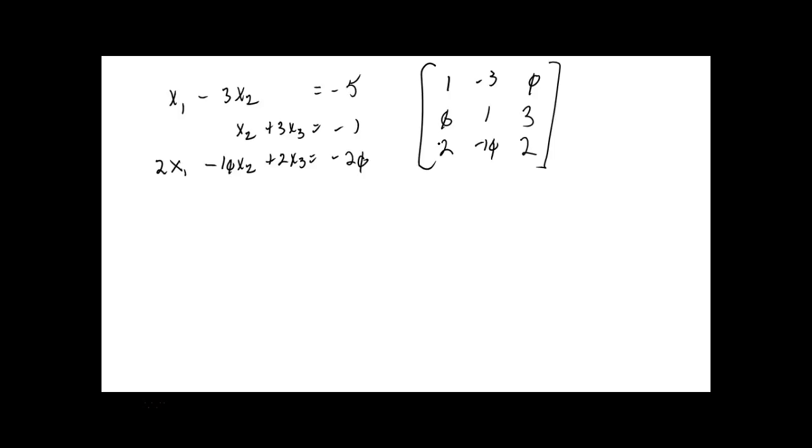Okay, so you're absolutely right. We want a 0 there. How do we make that happen? Say this again a little louder. Okay, negative 2 times row 1 plus row 3.